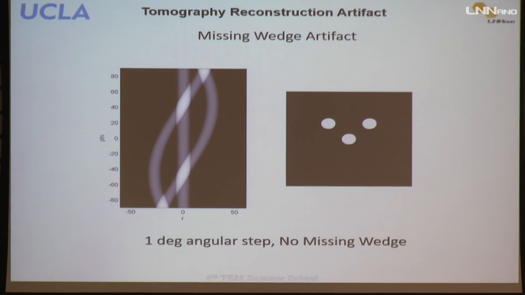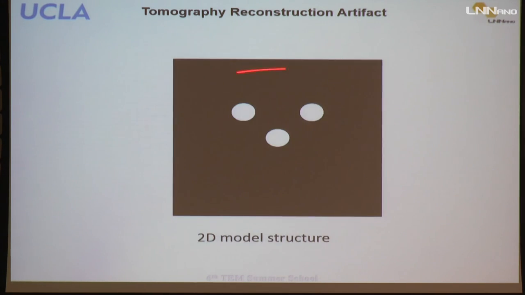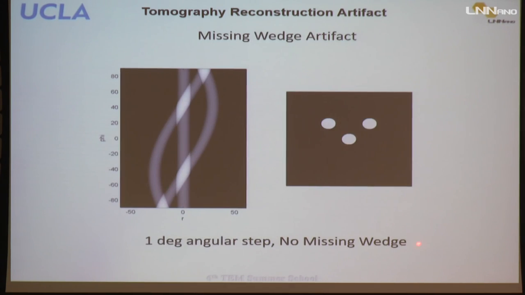And let's first try what the missing wedge artifact looks like. So I created the projections. I did a Radon transform, 1 degree angular step without missing wedge. And this is the reconstruction. It's perfect, right? If I don't have a missing wedge with enough sampling, I get the original object back almost perfectly.